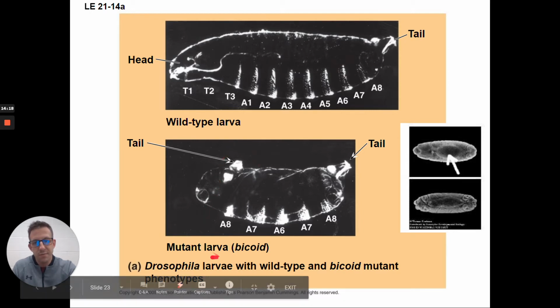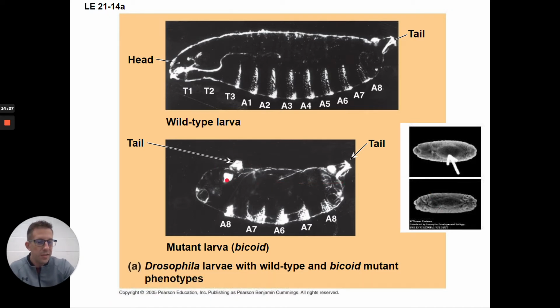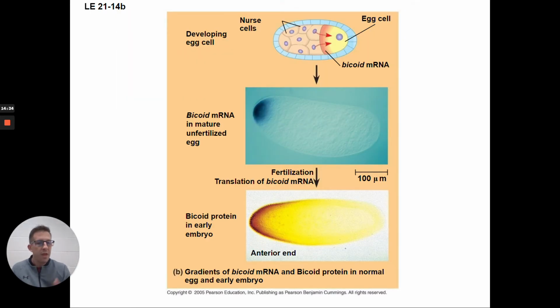So in this case, this mutant larvae actually has its normal tail region, but it's also got a second tail region right where its head should be. So kind of a funny, weird little mutation where you have a literal butt head. Okay, kind of a fun thing to do. But this is kind of how it works.